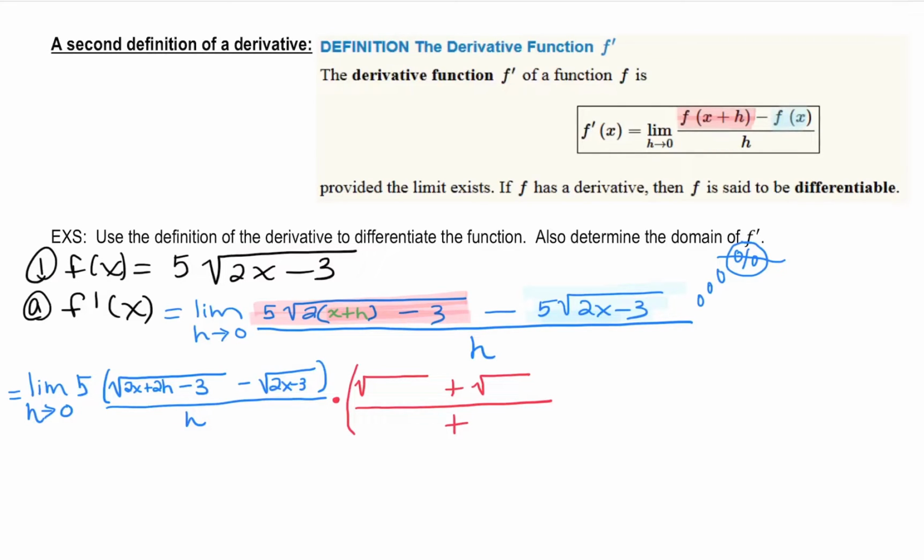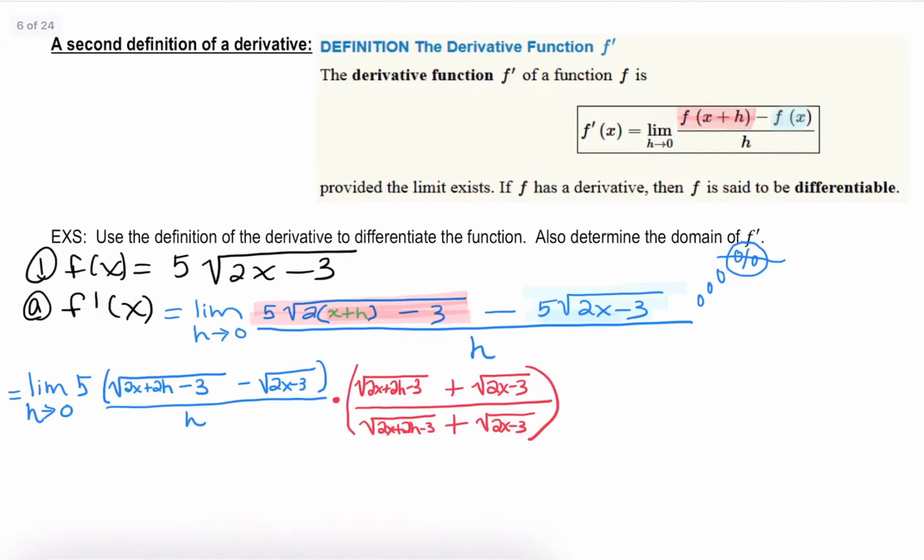So notice I'm not changing this into, oh, what's under the radical becomes 2x plus 3. No. The conjugate of root A minus root B is going to be root A plus root B. You don't change what's underneath those square roots, and that's important here. So I am multiplying by the conjugate, and so that's what we have.